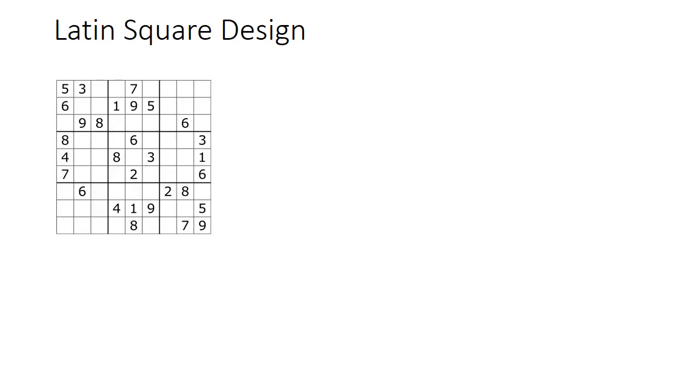A Latin square design is one of the two-dimensional blocking designs. Do you know this game? Do you know the rule of this game? This is a Sudoku game. The rule of this game is each number must occur once in each row and once in each column. This rule is similar to the rule of a Latin square design. In a Latin square design, the number of rows is the same as the number of columns.